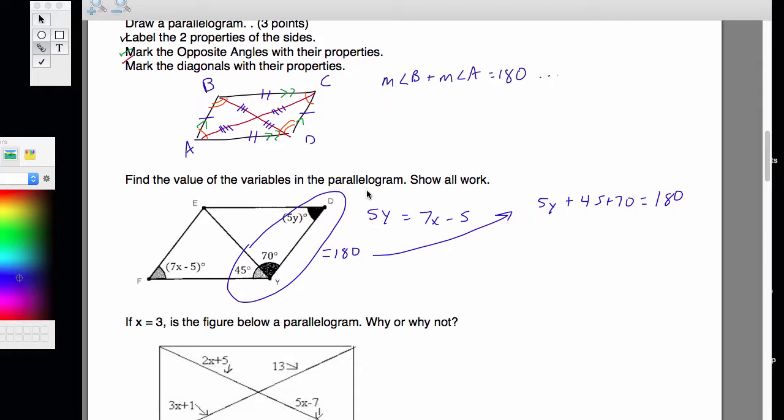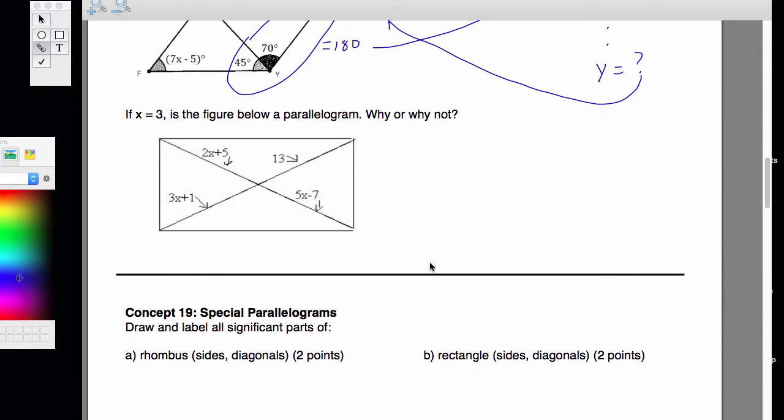Well, when I solve for y, I'm going to put a dot, dot, dot. So that gives me y equals, and I'm going to plug that in here, and then I could solve for x. Okay, so that's how you're going to solve for your two variables in that one. I set it up using the properties of parallelograms.